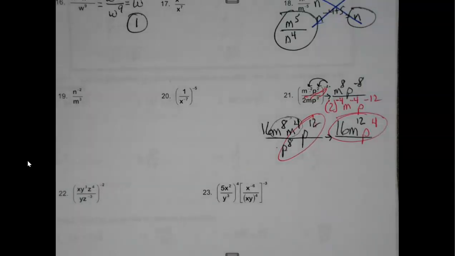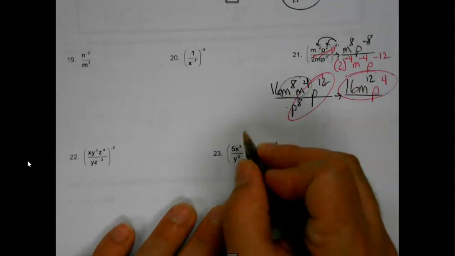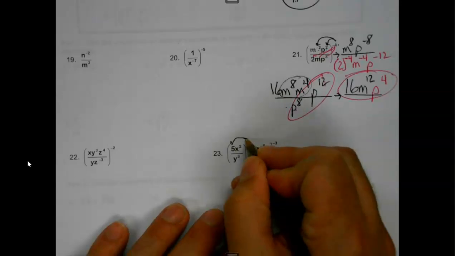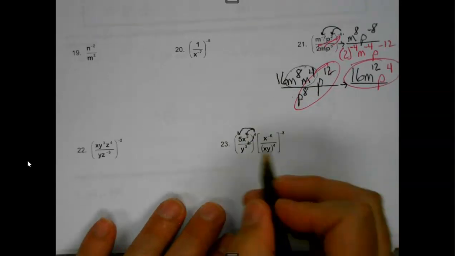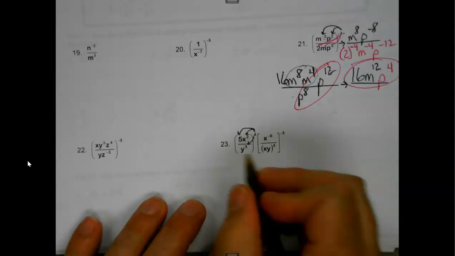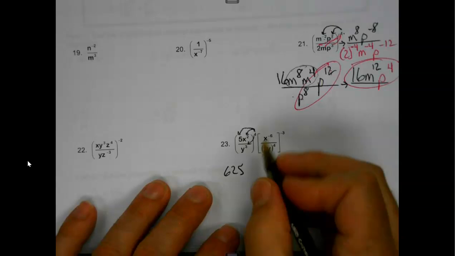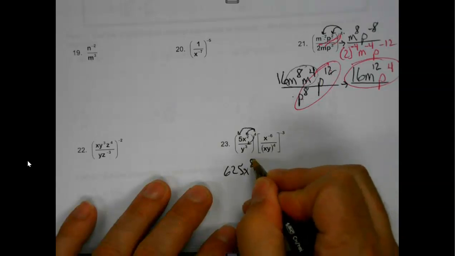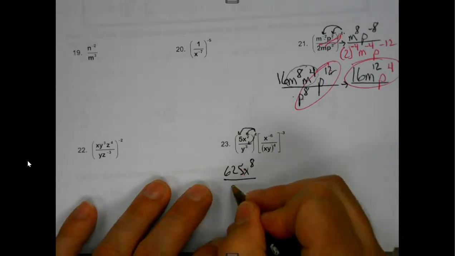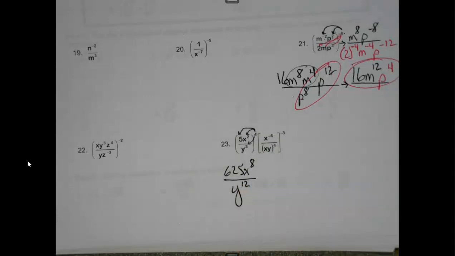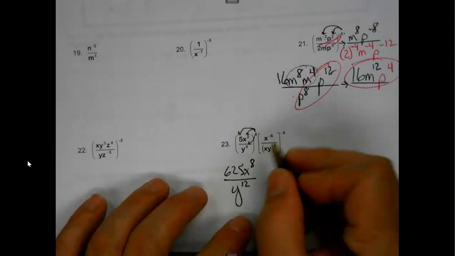Again, are there shortcuts? Sure, but I'm not as worried about shortcuts as I am making sure we've got the basics down. So let's get crazy on this last one. Holy moly. All right. One piece at a time. 5 to the 4th power is 625. X to the 8th. Y to the 12th. Okay, everything positive there. That was nice.